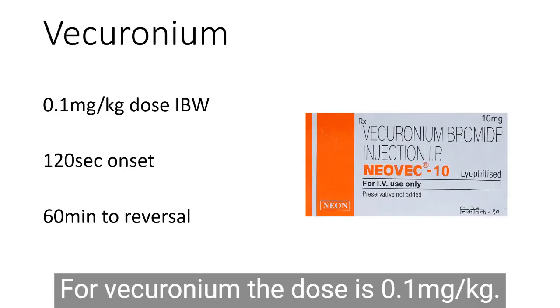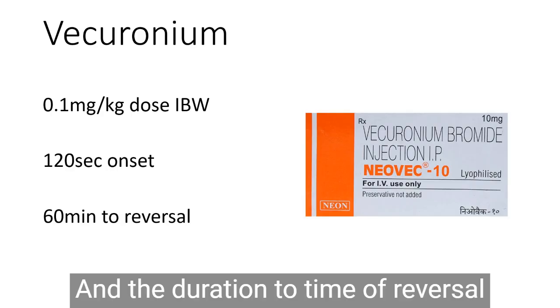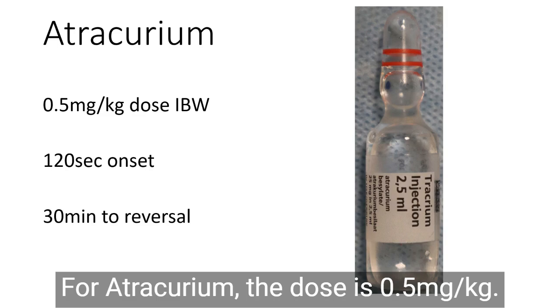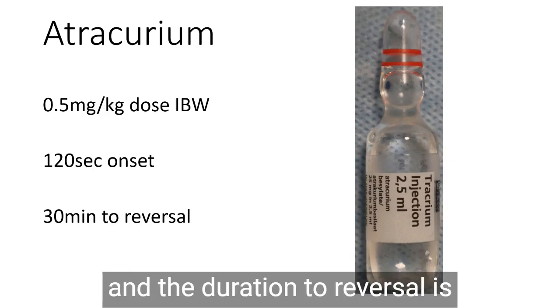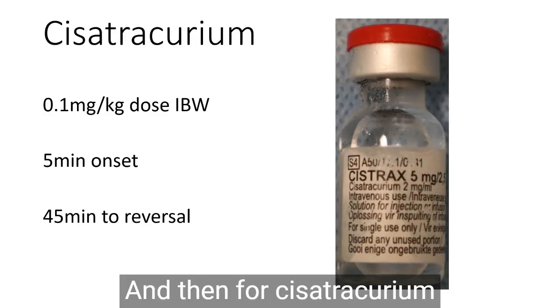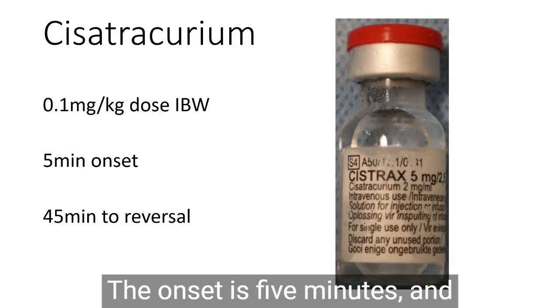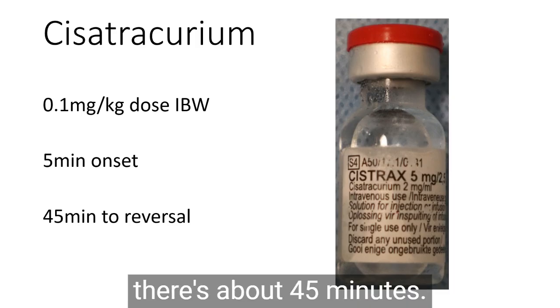For vecuronium, the dose is 0.1 milligram per kilogram. The onset is 2 minutes, and the duration to time of reversal is normally about 60 minutes. For atracurium, the dose is 0.5 milligrams per kilogram. The onset is 2 minutes, and the duration to reversal is normally about 30 minutes. And then for cisatracurium, the dose is 0.1 milligram per kilogram. The onset is 5 minutes, and the duration to reversibility is about 45 minutes.